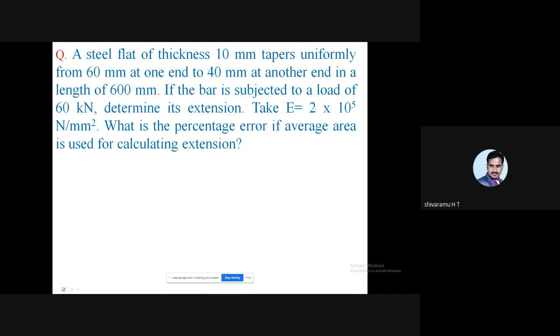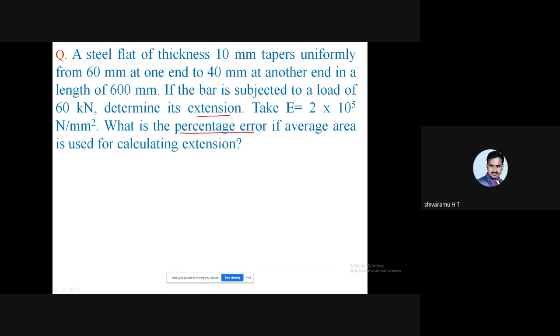So the problem is given like this. The given problem is a steel flat of thickness 10 millimeter that tapers uniformly from 60 millimeter at one end to 40 millimeter at the other end in a length of 600 millimeter. If the bar is subjected to a load of 60 kilonewton, determine the extension. Take Young's modulus E equal to 2 into 10 power 5 Newton per square millimeter. And what is the percentage of error if the average area is used for calculating the extension?